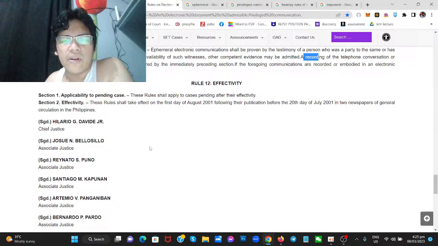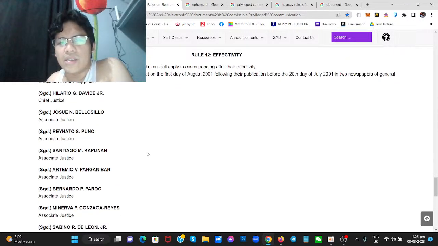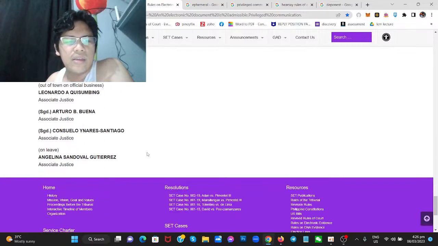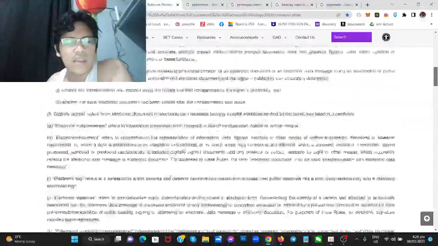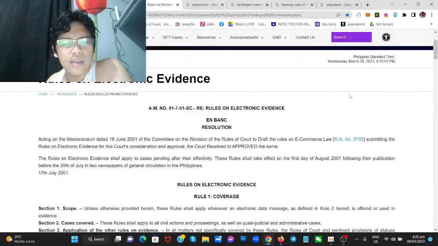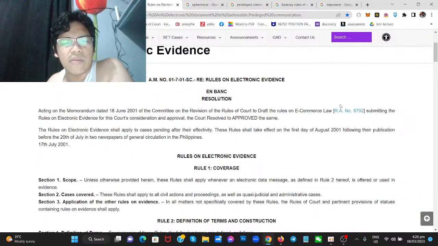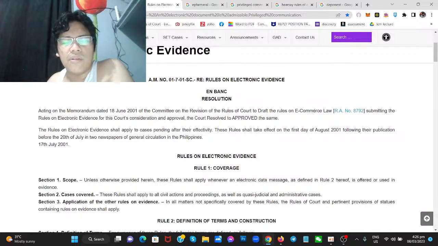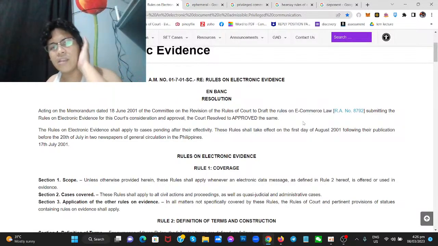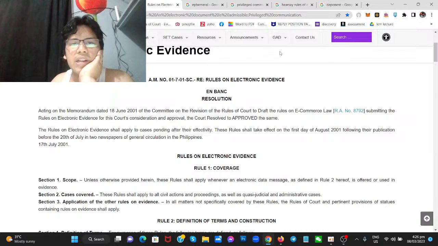It takes effect on the first day of August 2001, following its publication before the 20th of July 2001 in two newspapers of general circulation. This was under Chief Justice Hilario Davide. Matagal na pala ito. Administrative Matter number 01-7-01, 2001. So this was the Rules on Electronic Evidence. Let's remember that.